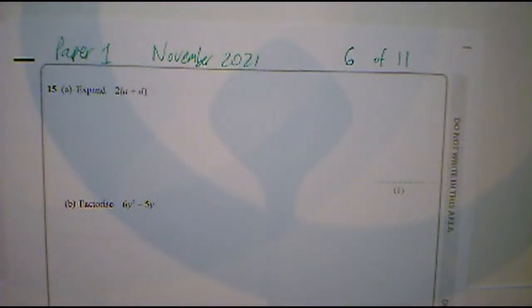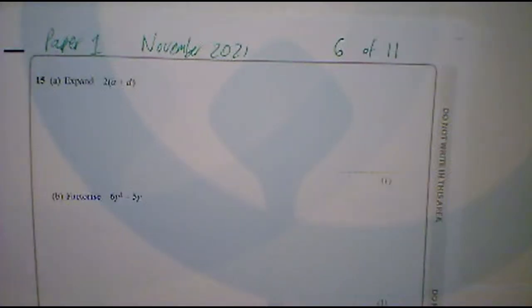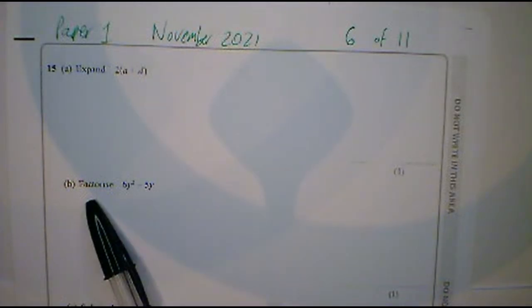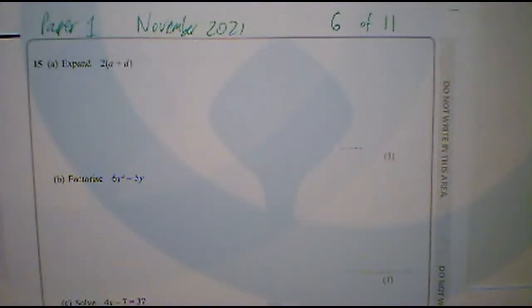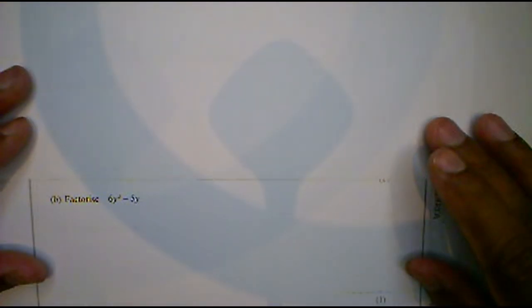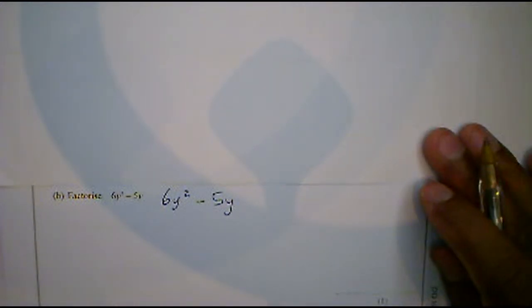Okay, so this is from paper 1, November 2022. This is our 6th question. So we're going to be ignoring our A. As you can see, that's not to do with factorization, but part B is. So let's do part B. Let me just cover the question. So our question is factorize 6y squared, take away 5y. Again, press pause when you're ready. Press play for the answer.